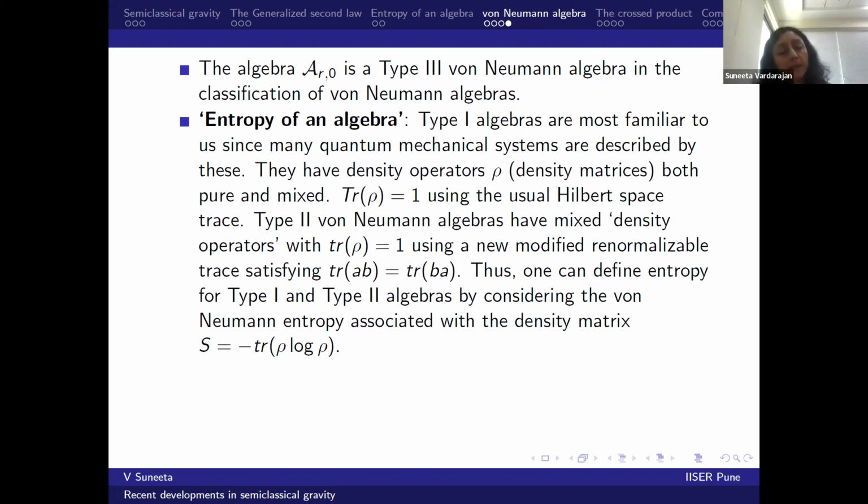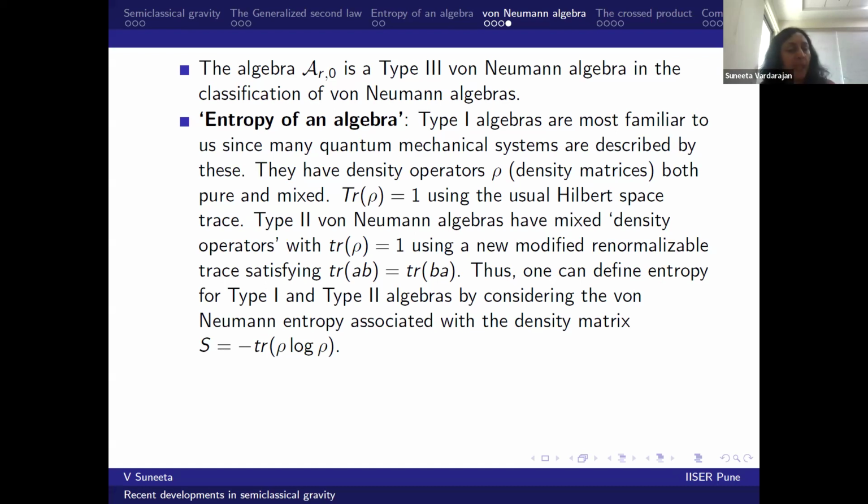And what is the property of a type 1 algebra? Well, these algebras have density operators or density matrices, rho, both pure and mixed. For all these density matrices, we can choose them so that trace rho is 1 using the usual Hilbert space trace. You know that for a density matrix, trace rho should be 1, and the trace is the usual Hilbert space trace.